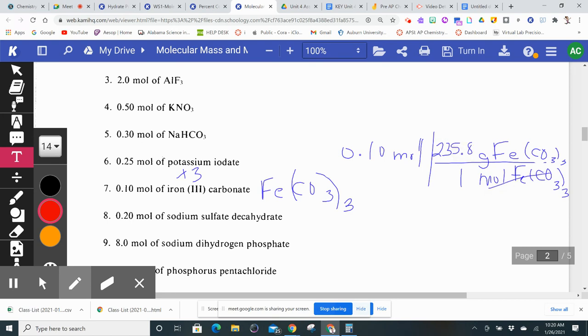Okay? Cancel out there. My moles cancel. So I take 0.1 times 235.8. That I can actually do without a calculator. I'm just going to move the decimal, right? But just in case, multiply it out. 0.1 times 235.8. Remember, I multiply across the top. I divide by what's on the bottom. So 0.1 times 235.8. 23.58. There we go. 23.58. And if I divide by 1, that's the same thing. Grams of iron carbonate.